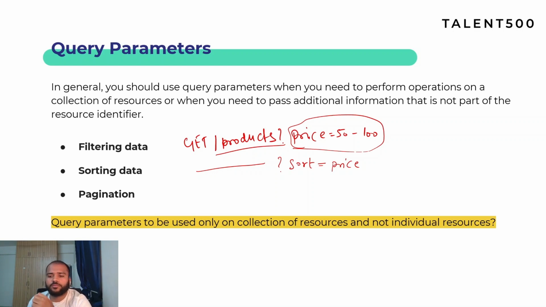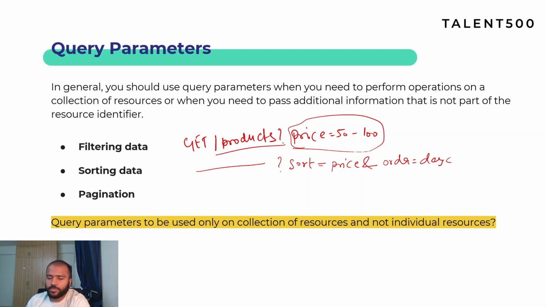By default it could be descending or ascending, and you might want to provide extra information. The order is descending, let's say. So this could also be another parameter.